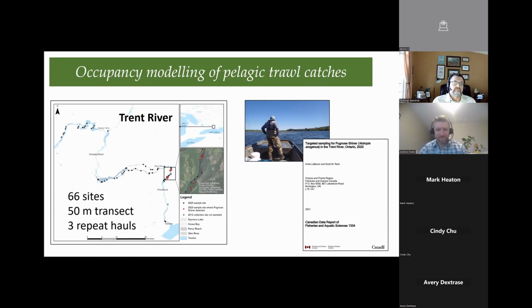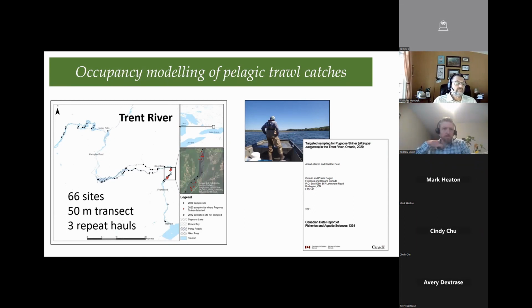So the second example that I want to talk about is the last project that Al and I worked on, and he and I were in progress developing a manuscript to apply occupancy modeling to look at how good of a job pelagic trawls do at detecting wetland fishes. And the data set that we had available to us was a data set that Anita LeBaron and I collected along the Trent River.